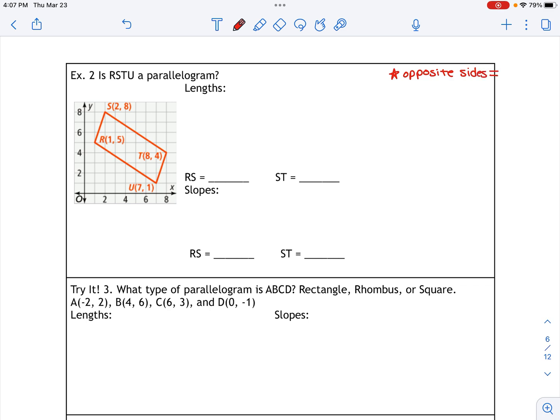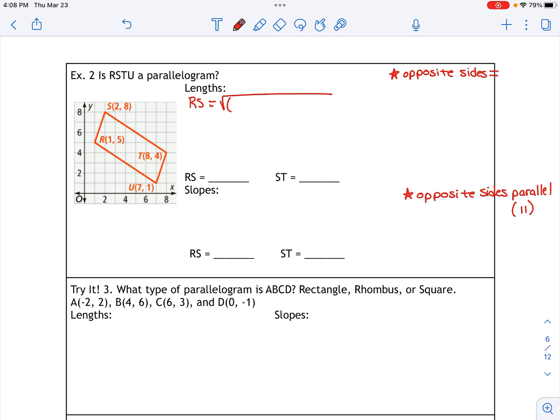And we need opposite sides parallel. So just a reminder, the parallel symbol looks like two straight up and down lines. If you ever see me write it, it looks like the number 11. All right, so to find the lengths of the sides, we're going to show what is the length of RS by using the distance formula.